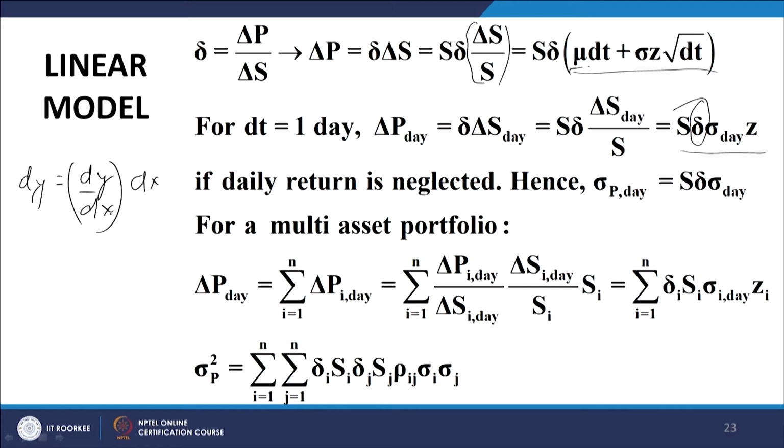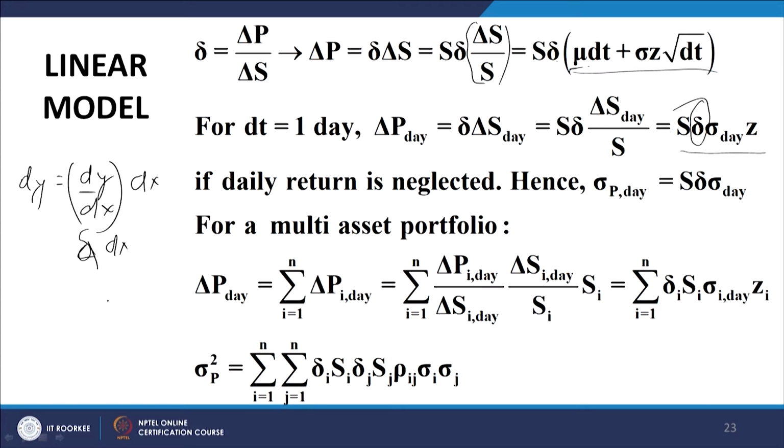This term is nothing but delta. So, when you are talking about a function of x, you want to work out the change in value of the function, you have to incorporate the rate of change of the function with respect to the independent variable, and then multiply by the independent variable. So, that is precisely what is happening. This delta here is nothing but this delta here, the rate of change of the price of the derivative with respect to the underlying asset, and then you multiply by the rate of change of the underlying asset. So, that is how this comes.